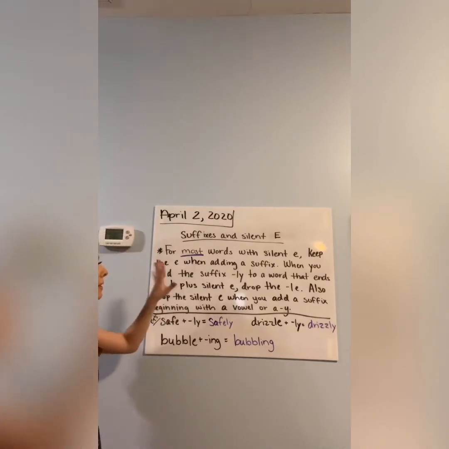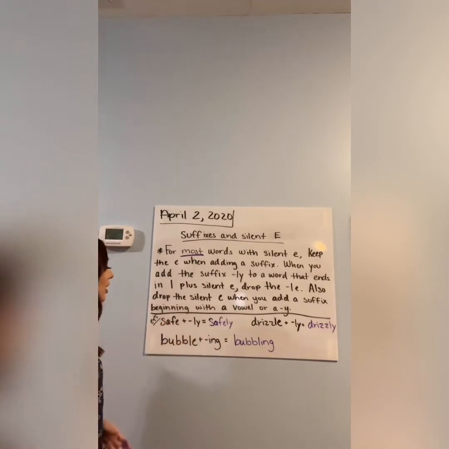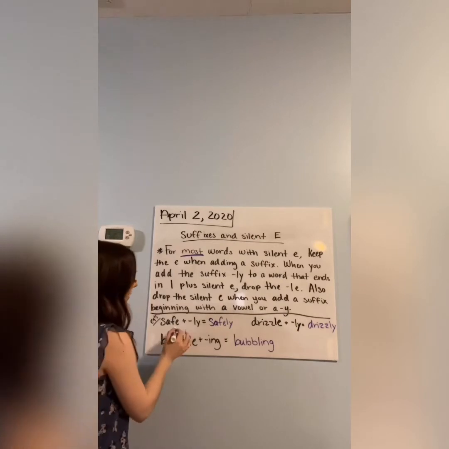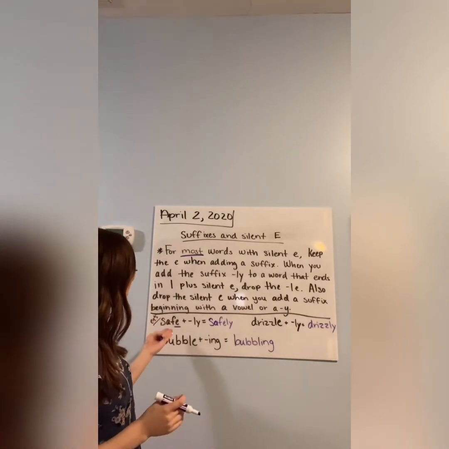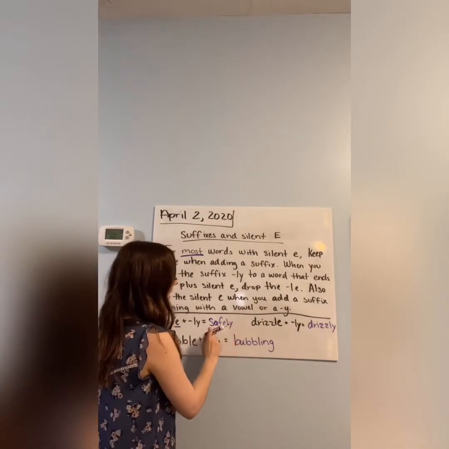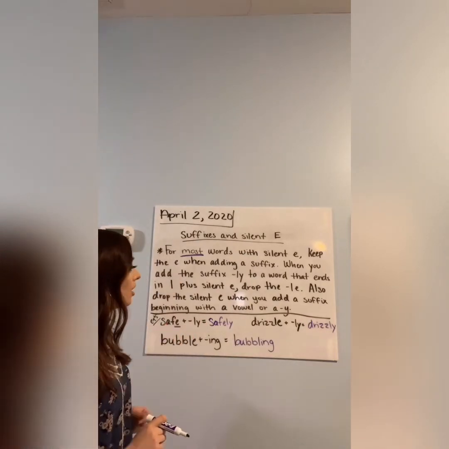Okay, so I'm going to pause this right there, and then I'm going to have us look at this example down here. The word is safe. So safe ends with the silent E. And up here, it's telling us for most words with silent E, keep the E when adding a suffix. So in this case, we would just keep our silent E and add our suffix. So the word would become safely, S-A-F-E-L-Y. So we're keeping our silent E in this case.